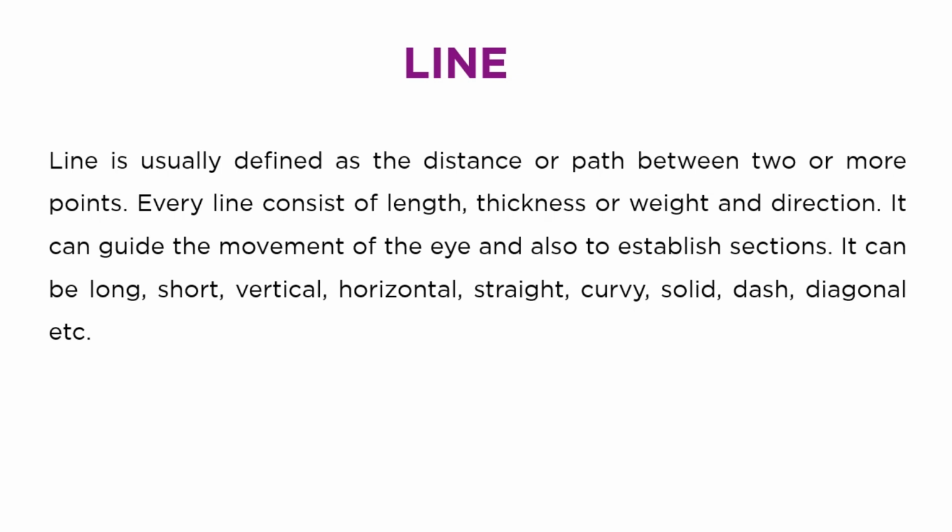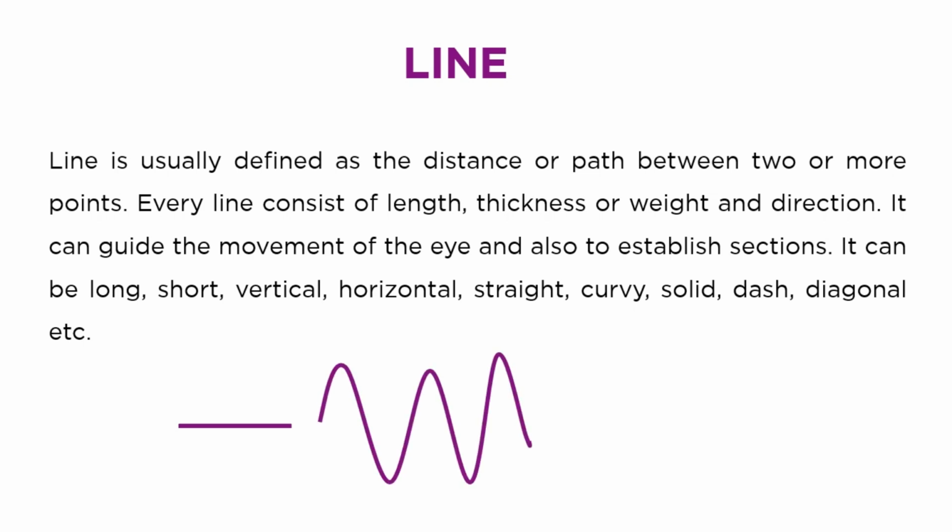The line. Line is usually defined as a distance or path between two or more points. Every line consists of length, thickness or width, and direction. It can guide the movement of the eye and also be used to establish sections. It can be long, short, vertical, horizontal, straight, curvy, solid, dash, or diagonal, and so on. So here's an example of a straight line. This is a curvy line, and this is a dashed line.